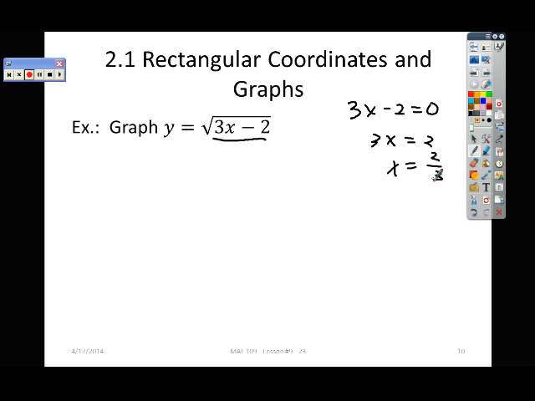Then I can pick any numbers I want greater than this. So I need to pick a couple. Pick this one. I'd probably pick 1 and 2 and see what it looks like. Draw that out. Based on what that looks like, decide how many more numbers I need to see it.